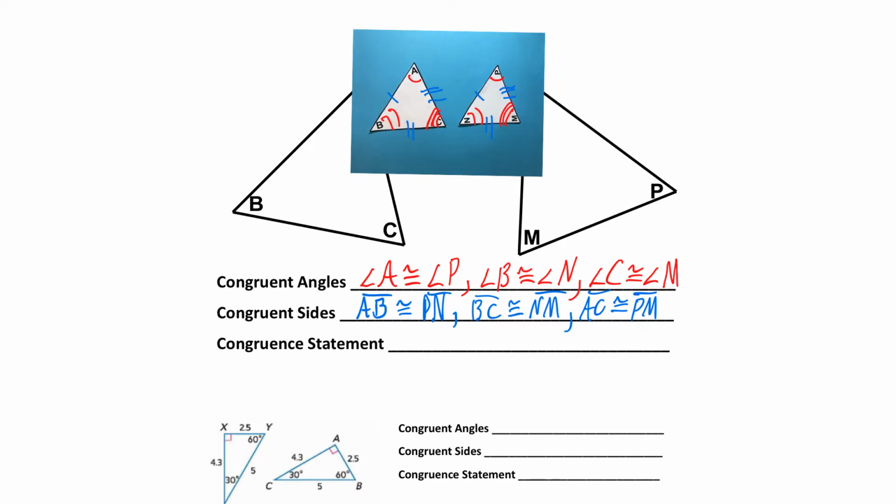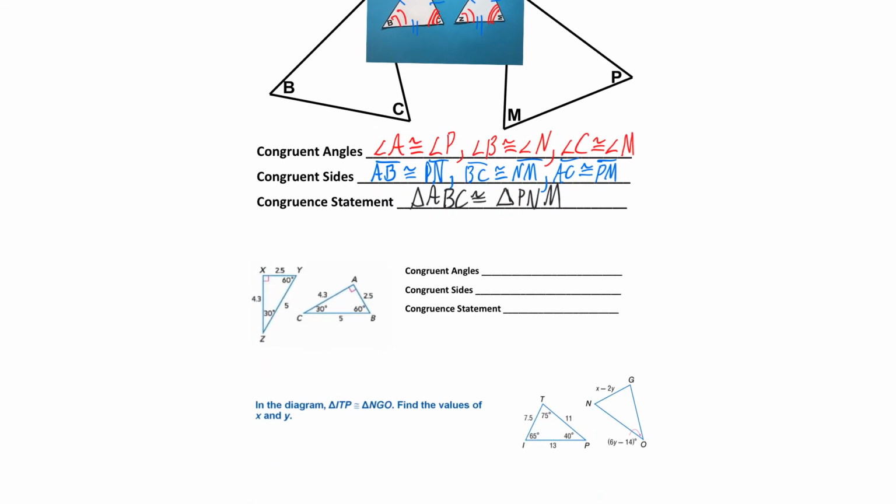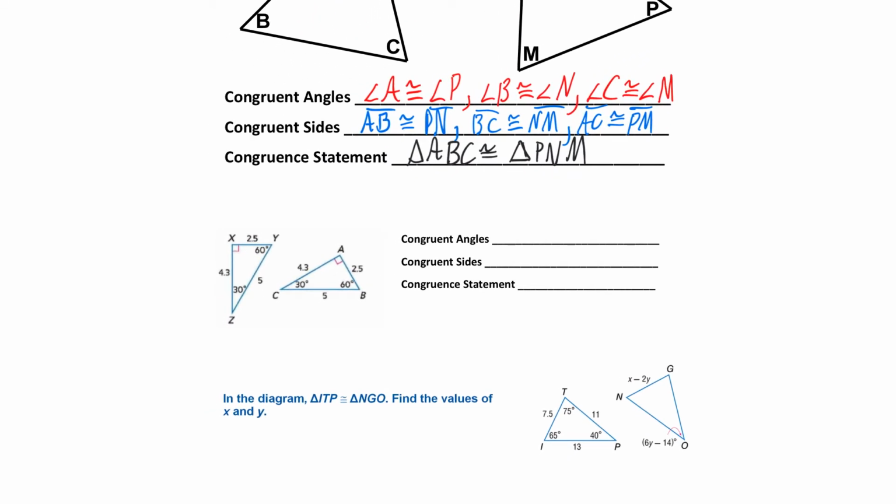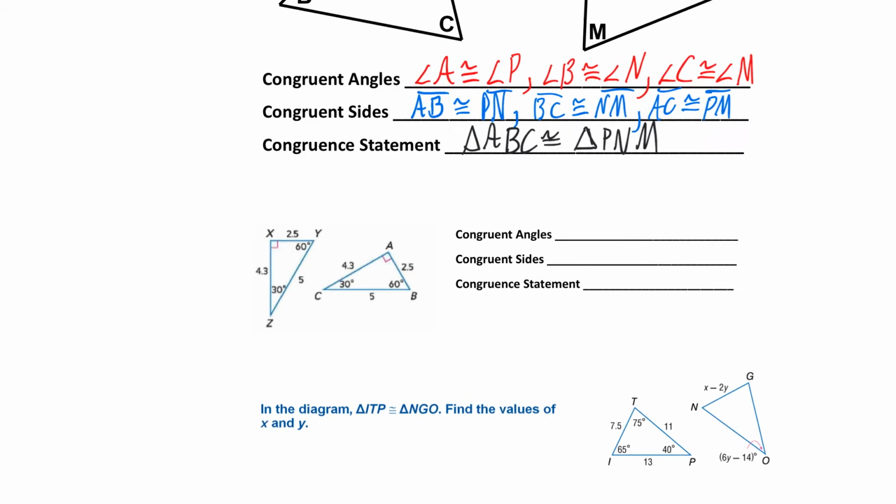Okay, and now for the overall congruent statement. So triangle ABC is congruent to what? To triangle PNM. Okay. So moving on here real quick.